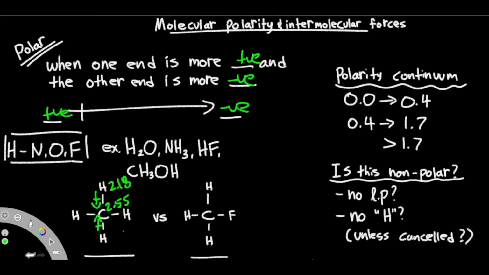Whatever the magnitude is, if it falls between 0 to 0.4, it's going to be deemed as nonpolar. If it's between this, it's going to be polar. And if it's greater than 1.7, it's going to be ionic. But it's not that clear cut because we have other stuff to look at.